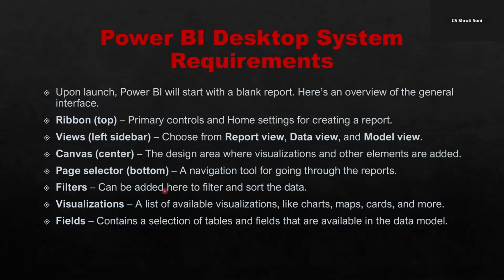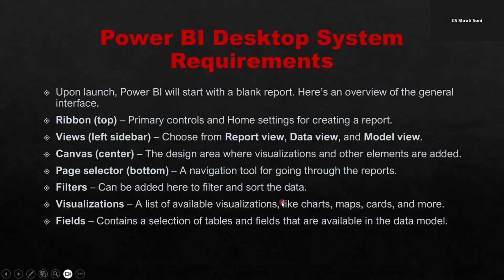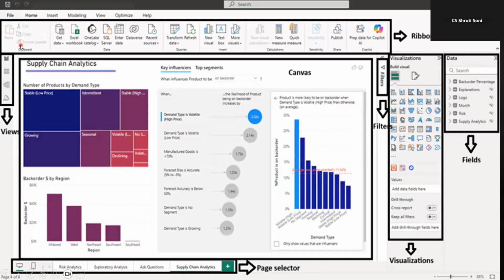But first, let us take a look at this. Primary controls and home settings. Then you have views on the left side bar, wherein you can have the report view, data view, and model view, okay? Here you can see the different views.